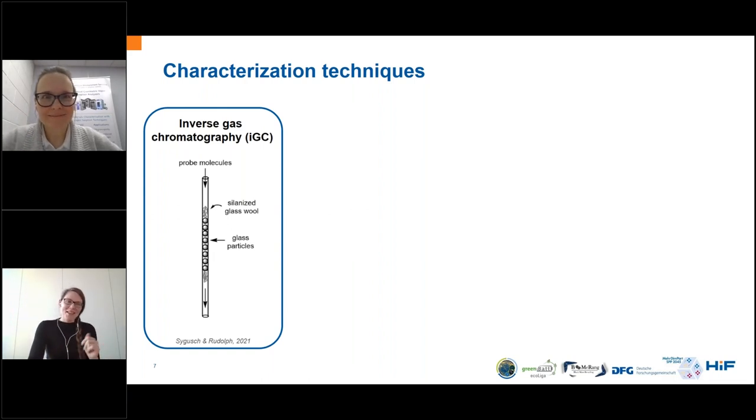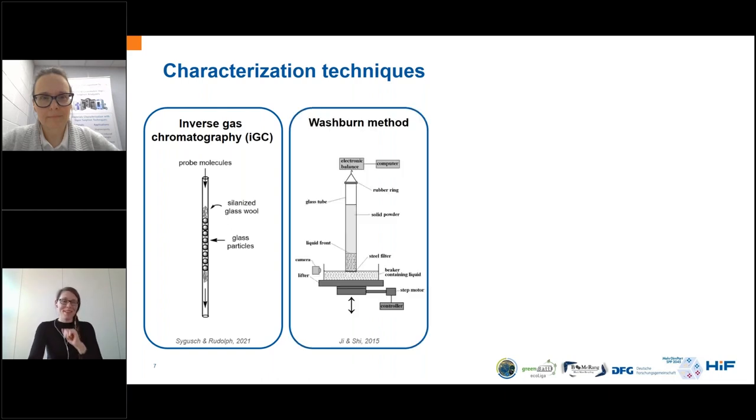Yes, so I want to start with the IGC. Here, of course, in cooperation with Surface Measurement Systems, we use inverse gas chromatography to analyze the materials for their surface energy. Here you have the particles inside a glass column, and you send through known probe molecules, and according to the interaction of the molecules with the particles, you get information on different physical chemical properties.